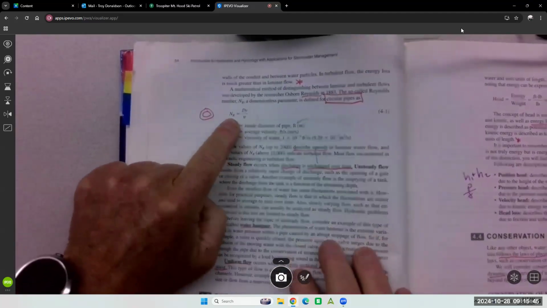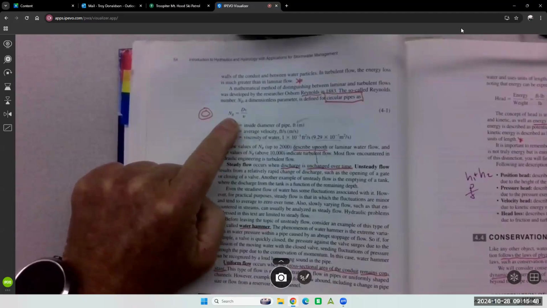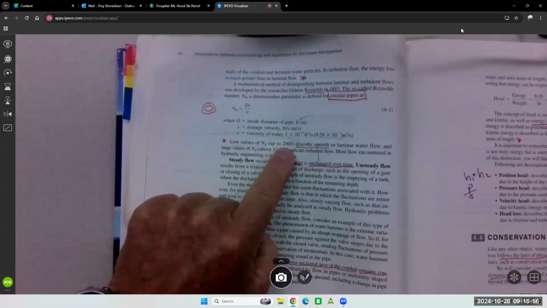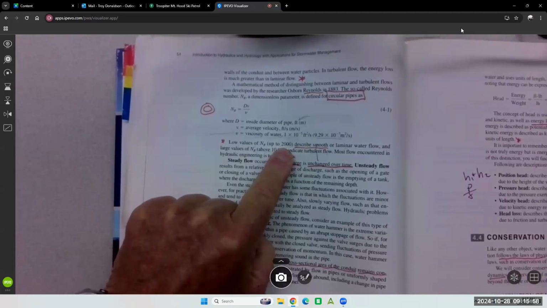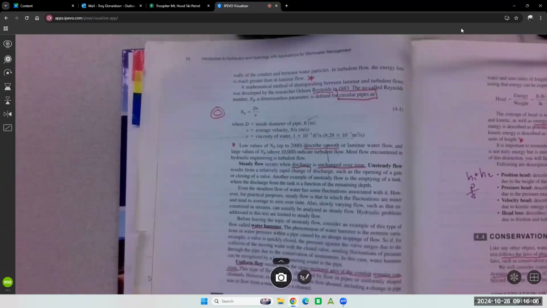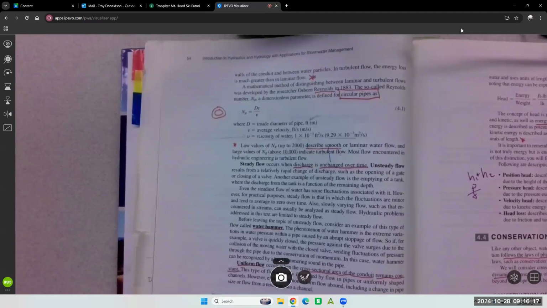The equation, they give it as N sub R, Reynolds number. The values we're looking for are below 2000. That's going to be described as smooth or laminar. So if we have 2000 or less, we're laminar flow. We'll run the formula in a second so you can figure out how it works. If you're 10,000 or above, you're turbulent. It's a big range. So from 2,000 to 10,000, we're just not sure.